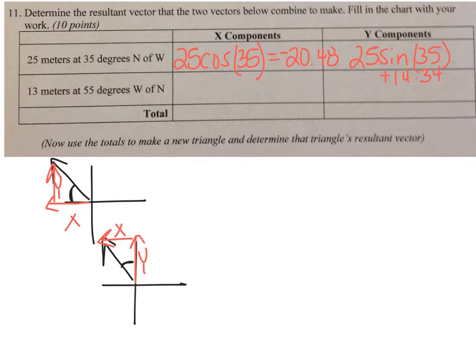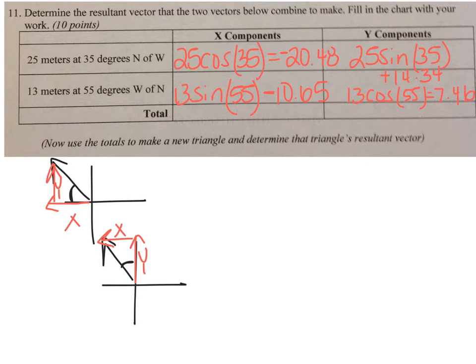So to find x, we're going to use sine this time. So it'll be 13 sine 55, which is going to equal 10.65, and that's going west again, so it's going to be negative. And then for y, it's going to be 13 cosine 55, which is going to be 7.46. Right? So that's your first steps there.